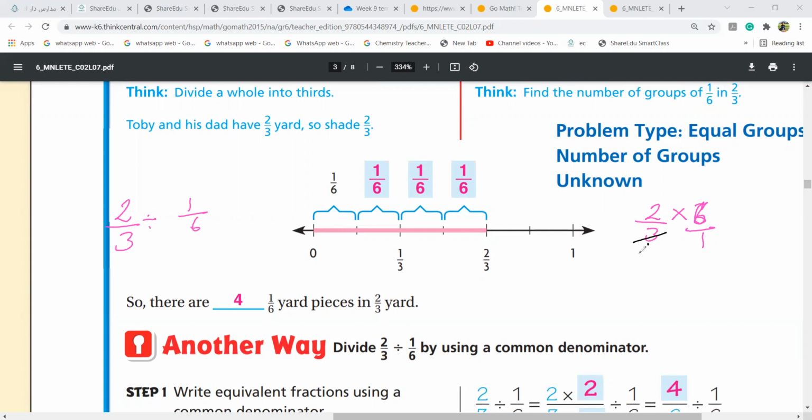Okay, 3 multiplied by 6 equals 18. No, my dear. You remember I told you to check 3 times what gives me 3? Both of them come in the same table, 3 and 6. 3 times 1 gives me 3, and 3 times 2 gives me 6. So your answer is 4/1. Your answer is 4. Do you remember this or no? Oh yeah, now I remember.